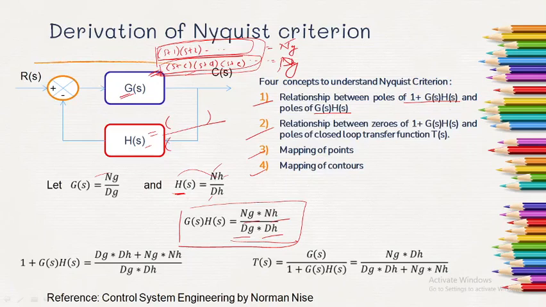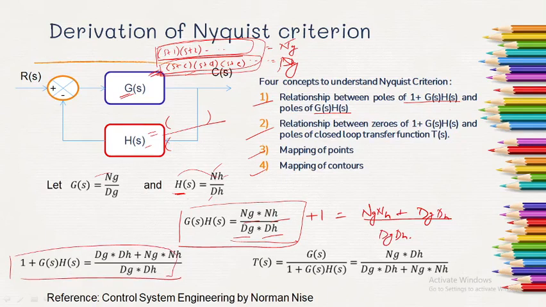Similarly, if I want to find out the function 1 plus G(s)H(s), I just have to add 1 to this G(s)H(s). If I add 1 to this, it will become N_G N_H plus D_G D_H divided by D_G D_H. So this is what we are getting: 1 plus G(s)H(s) is this term.